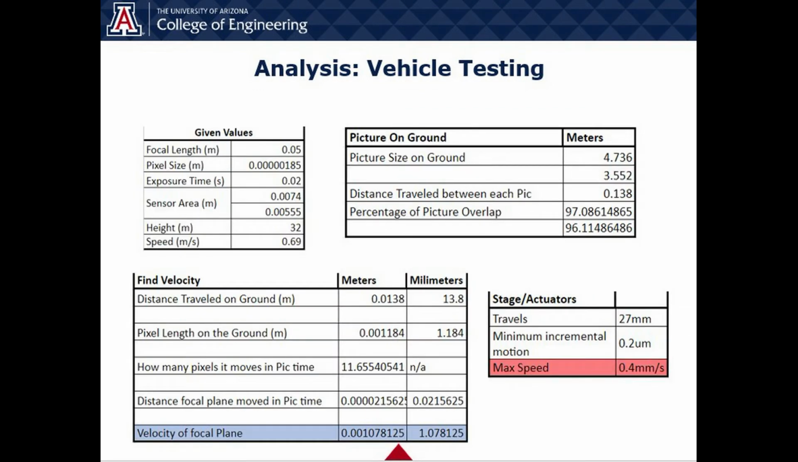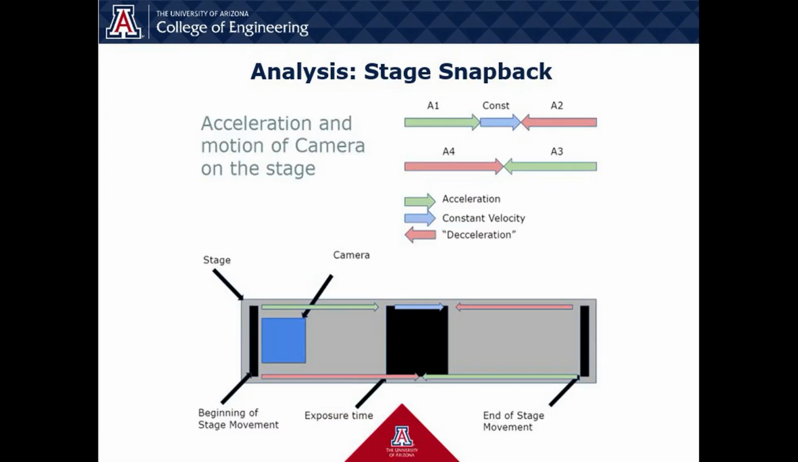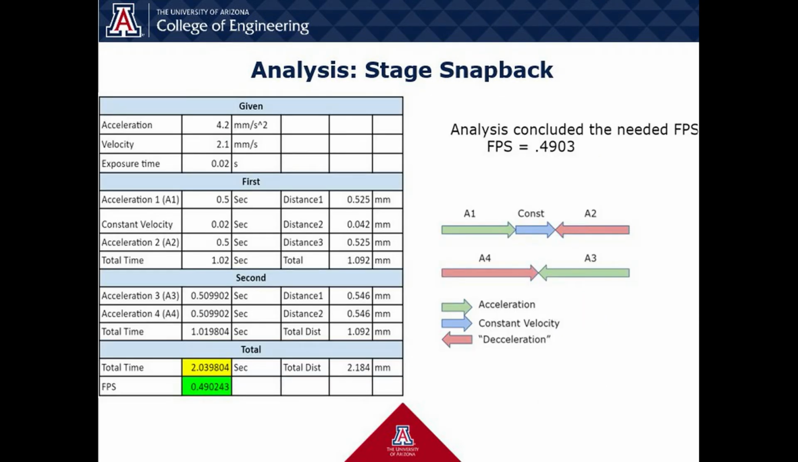This analysis determined the speed that the vehicle is required to move based off of various distances to prepare for final testing. Through these analyses, we were able to determine what qualifications our stage needed to accomplish our goals, and purchase the stage accordingly. This linear stage will work through the snapback principle and will allow for the stage to accelerate to the desired speed to correct for motion blur.